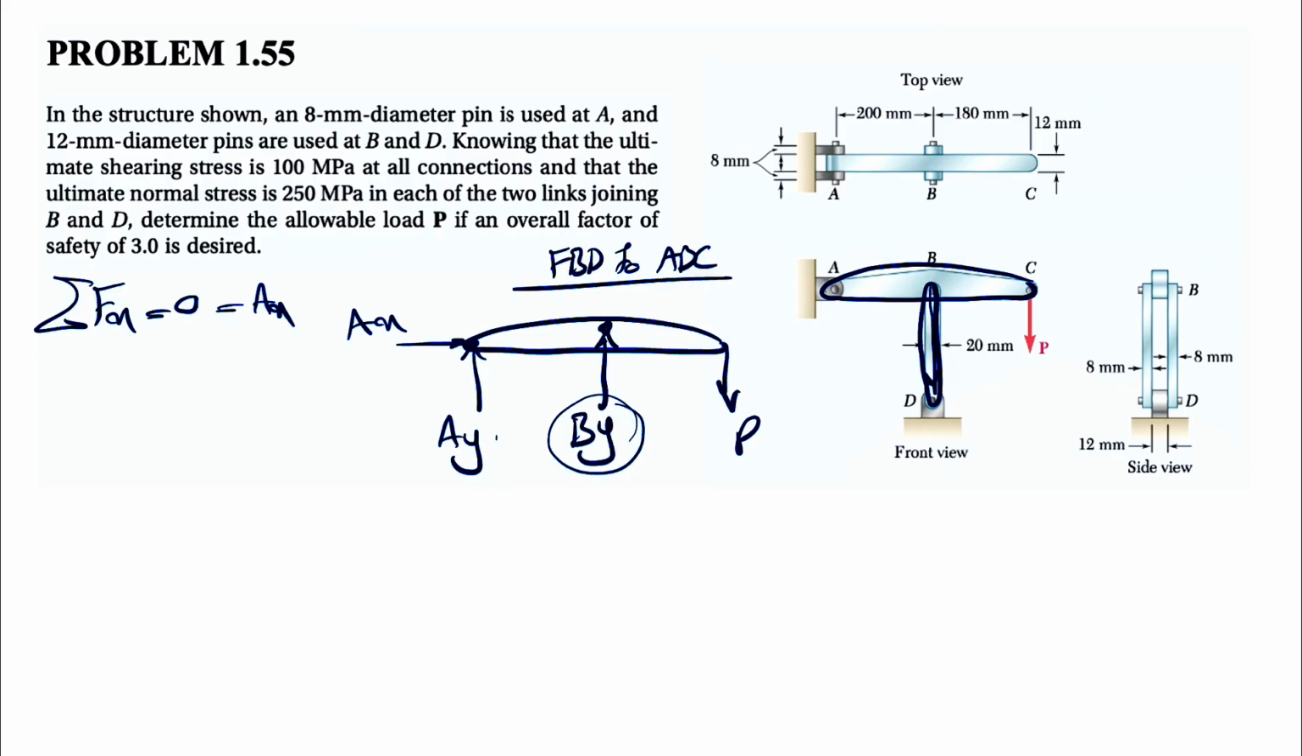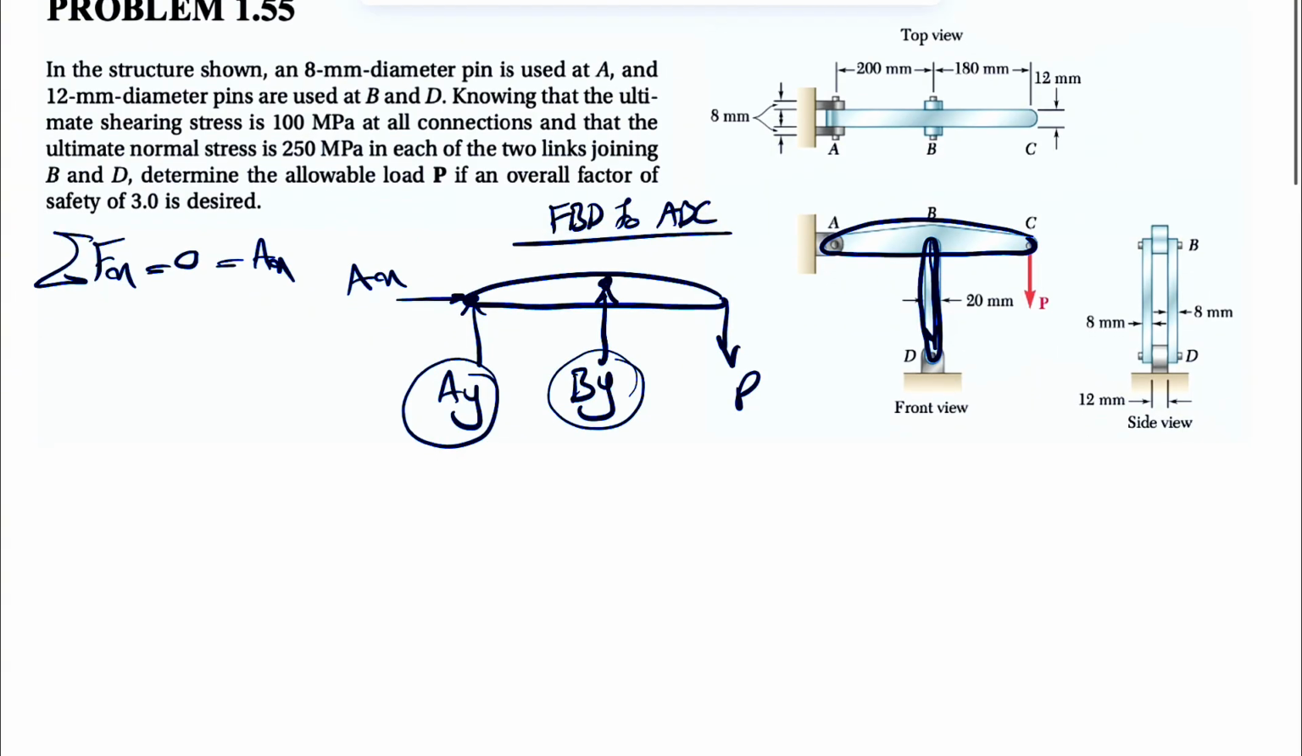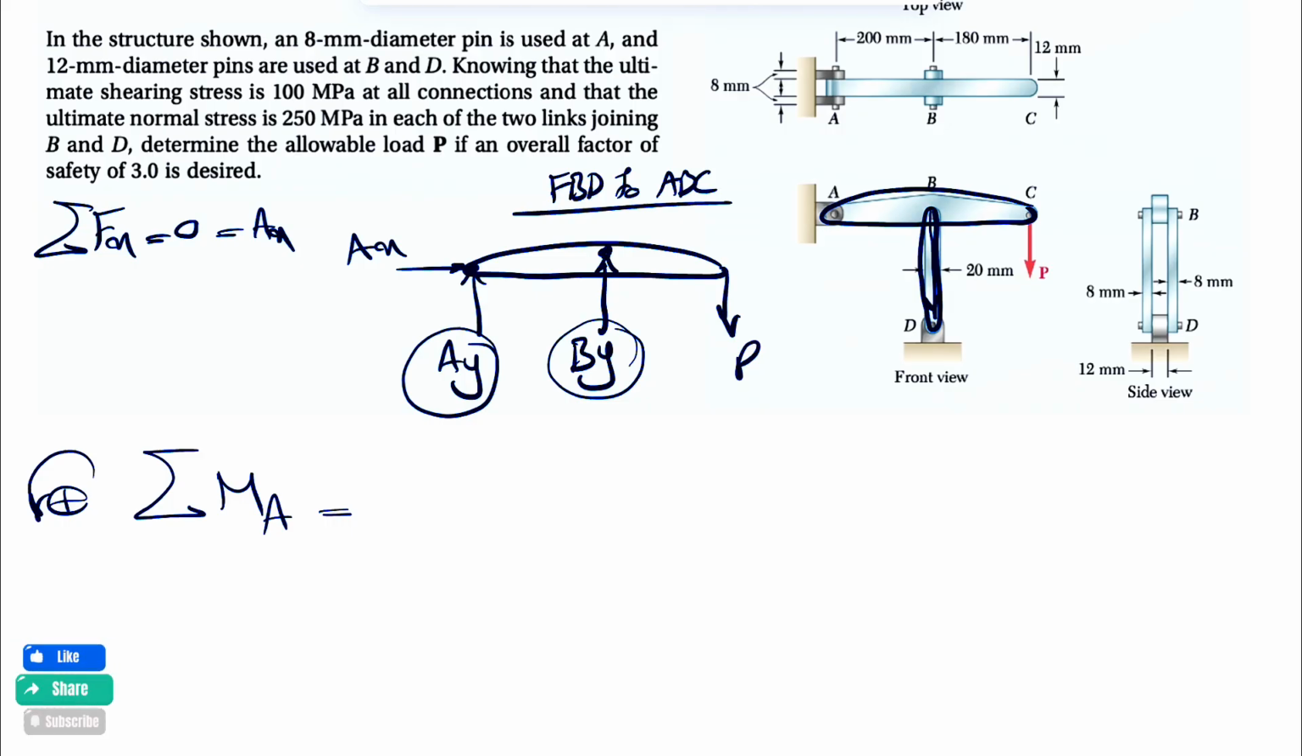What we are interested in here is the force BY, because that way we can deal with the shear stress on the pin at point B and the normal stress on the link BD. For A, we also have another pin, so we need to deal with the force at point A. What we need to do is get rid of one of these unknowns. Since we are in equilibrium, we have sum of all forces equals 0 and sum of all moments about any point that we want. So let's start with the moment about point A, counterclockwise positive as always. If we do that, we can get rid of all the unknowns at point A, and we can find BY based on P.